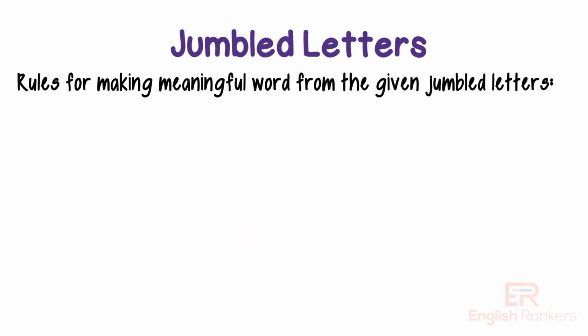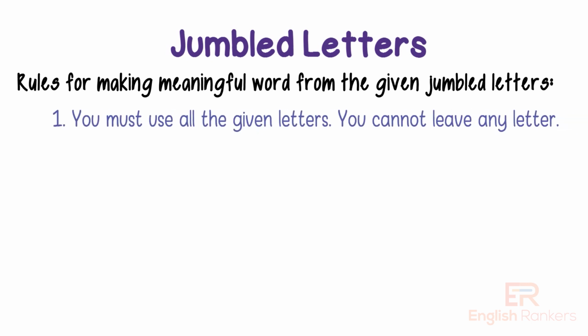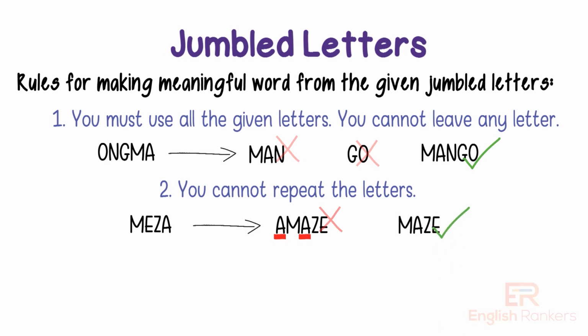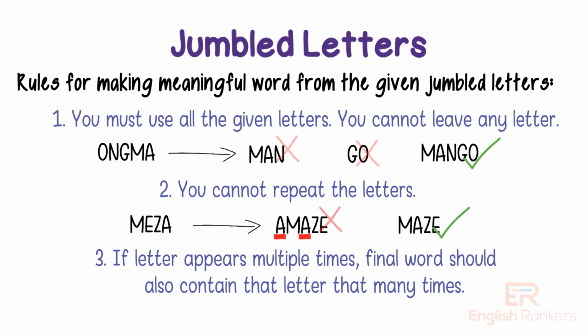Rules for making meaningful words from the given jumbled letters. First, you must use all the given letters. You cannot leave any letter. Second, you cannot repeat the letters. It means if the list of the letters contains alphabet A only one time, then your final word should also contain alphabet A at only one time. If any letter appears multiple times in the list of the letters, then your final word should also contain that letter that many times.